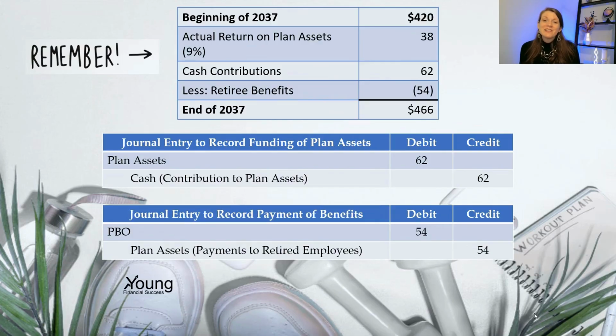And the last journal entry of the entire chapter, we are going to show that we are decreasing the projected benefit obligation for that 54 million that we paid to our retirees. And we decreased the plan assets because it left the account and went to the retirees instead. So that's it. So simple, right? All of our post-retirement benefits.